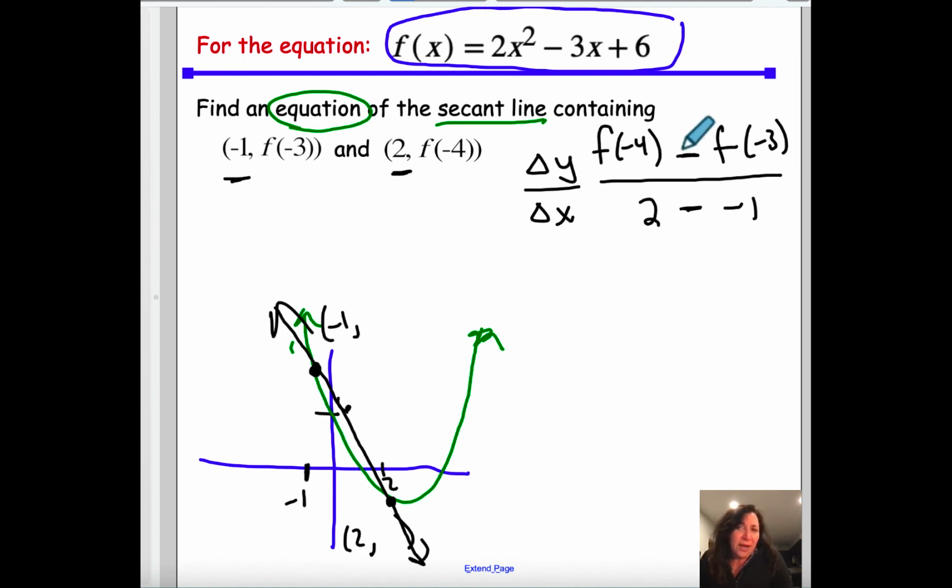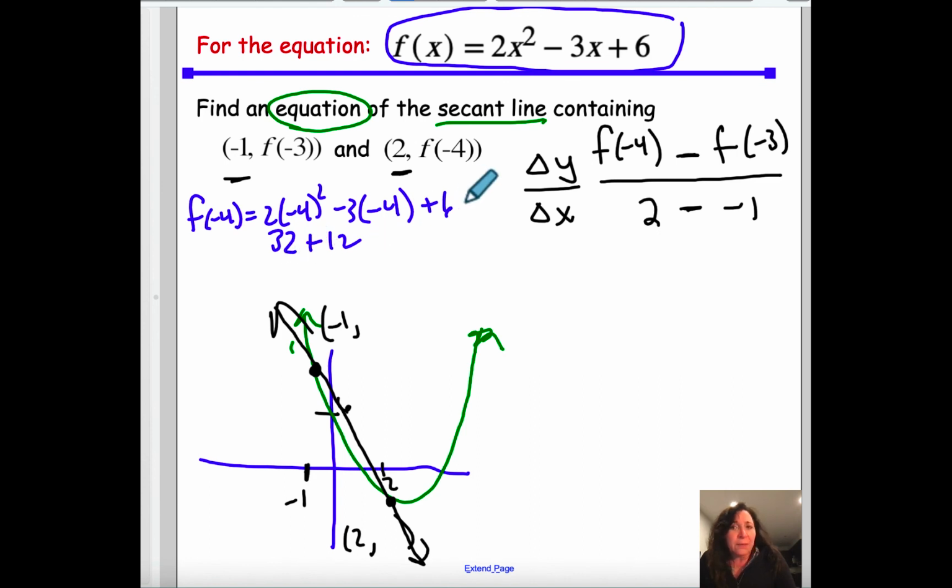So let's find f of -4. So I'm going to plug in -4. Plugging in -4, I'm going to go 2 times -4 squared, subtract 3 times -4, add 6. So we get 16 times 2 is 32, add 12. So 32 add 12 is 44, plus 6, 50, right? So f of -4 is 50, okay? So there's 50.